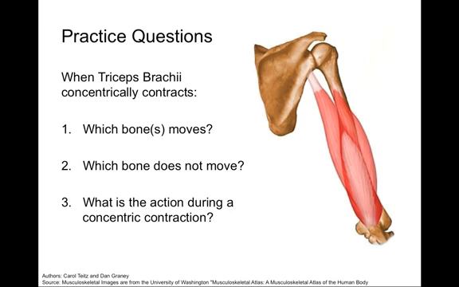Now that we've discussed the basics on how to determine how a muscle will produce movement at a particular joint, I'd like you to work through the following practice questions. This first set of questions refers to triceps brachii, which we can see here in this picture. Triceps means 3. It has 3 heads. There's a long head, a lateral head, and also a medial head. All of these heads converge together and attach onto the posterior aspect of the ulna on the olecranon process. I would like you to determine which bone would move when triceps brachii concentrically contracts, which bone does not move when it contracts, and what is the action it produces during the concentric contraction. Press pause to answer these 3 questions.